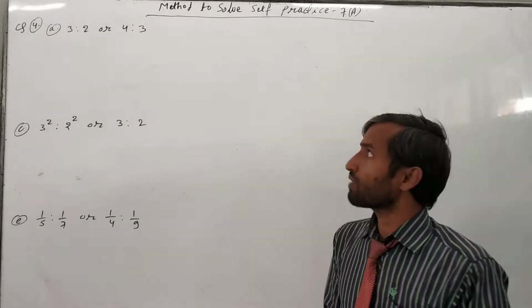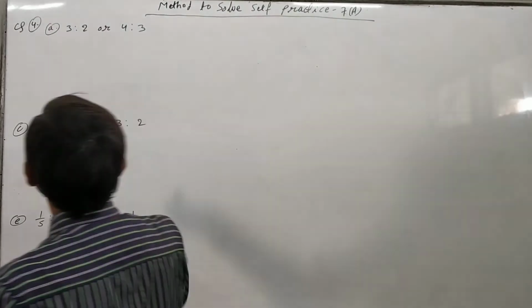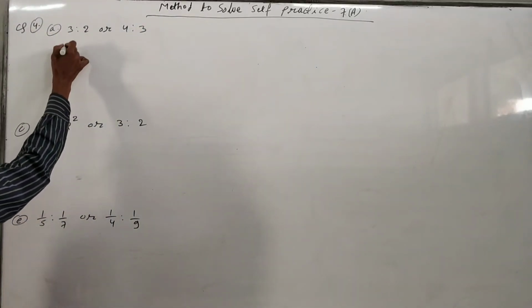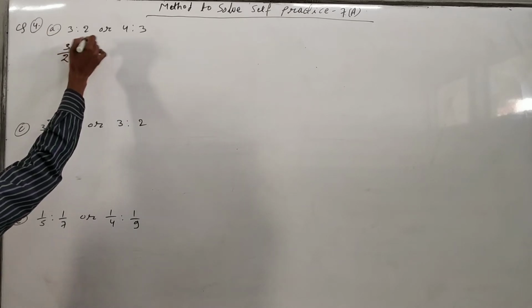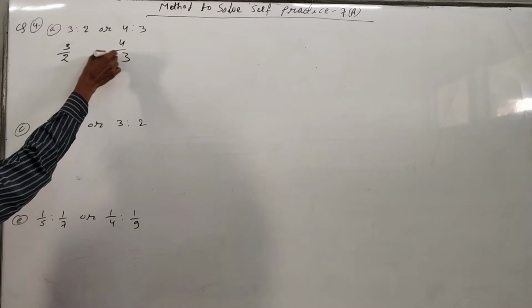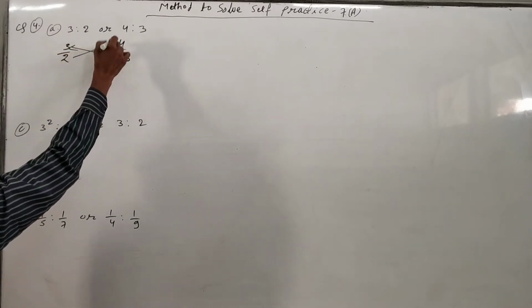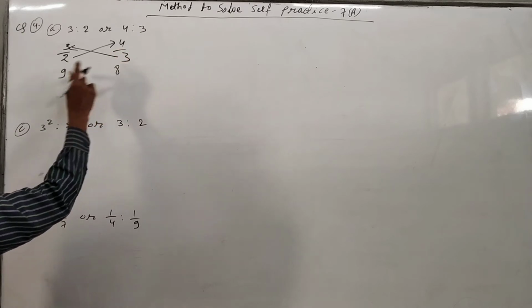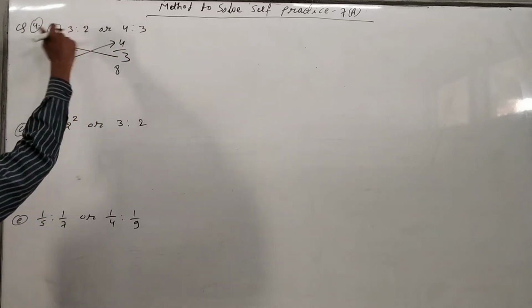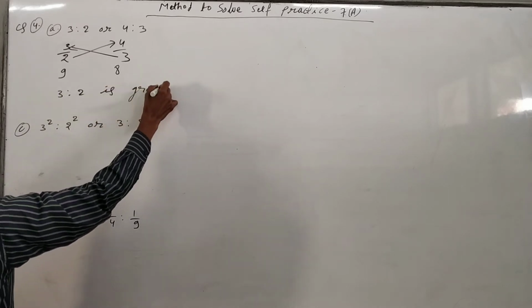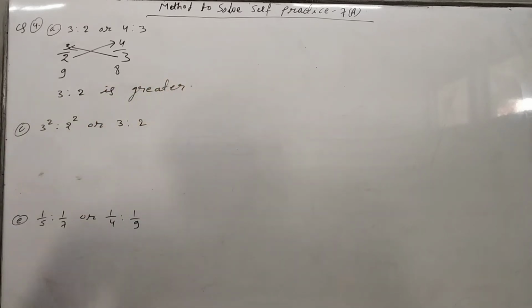So how do we compare? For that, just write it down as a fraction. Okay. 3 is to 2 means just write here 3 upon 2, and here also 4 upon 3. Now compare again by cross multiplication. Okay. So 3 threes are 9 and 4 twos are 8 will come. So this side is greater. It means 3 is to 2 is greater. This is the answer. Okay. Like that you have to check in the next question also.